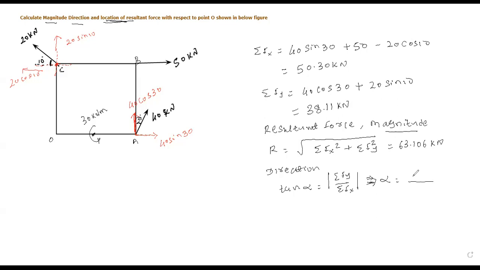I have a response of 37.14 degrees. Students, please hurry up. We need to complete this topic today and also want to start the analysis of plane truss. Please give me the answer in the chat box. Please give me the answer of alpha, not tan alpha. It may be that you are giving the answer of tan alpha. Please take the inverse and you will get alpha.